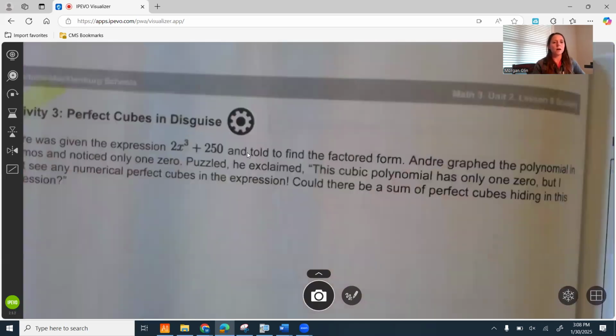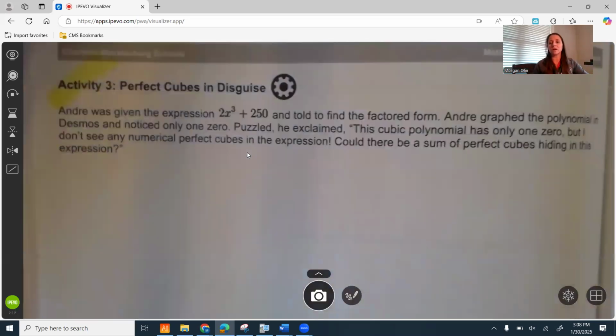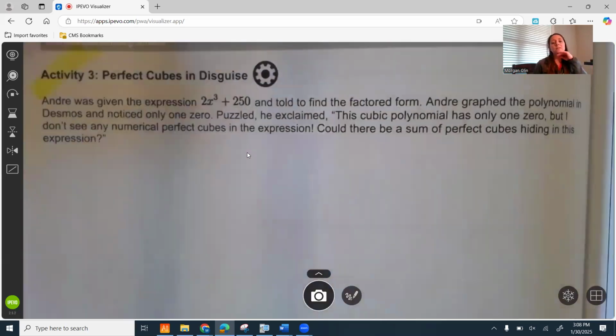Andre was given the expression 2x cubed plus 250 and told to find the factor form. Andre graphed the polynomial in Desmos and noticed only one zero. Puzzled, he exclaimed, "This cubic polynomial only has one zero, but I don't see any numerical perfect cubes in the expression. Could there be a sum of perfect cubes hiding in this expression?"